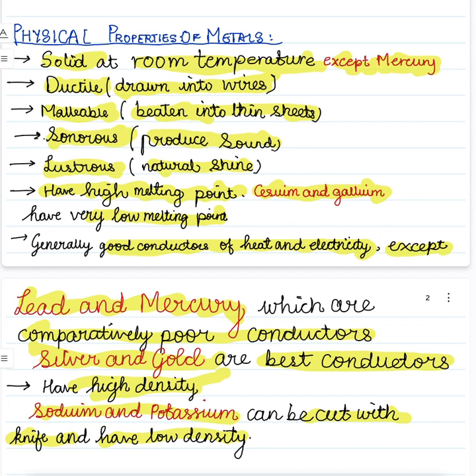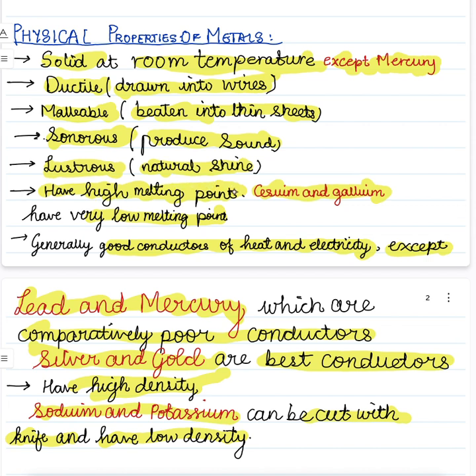They are sonorous, that is, they produce sound. Whenever you strike a metal, you will always hear a sound from it. This is the property known as sonorous. They are lustrous, that is, they give a very natural shine. Example would be gold. Gold shines, right? So that would be an example.